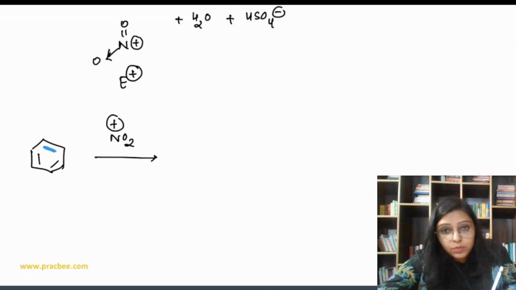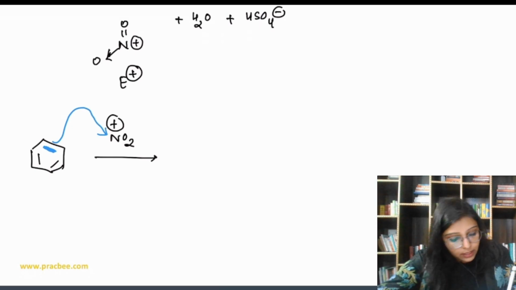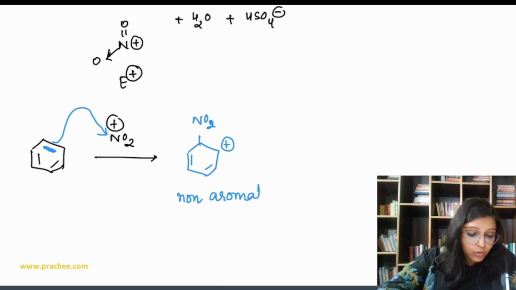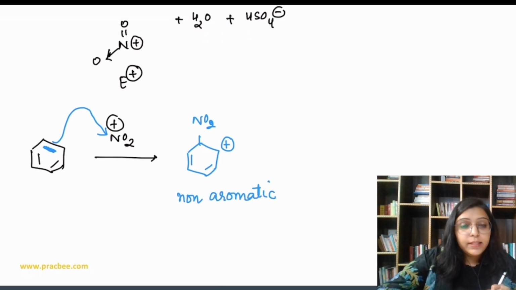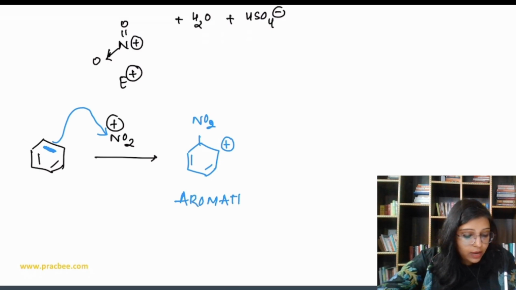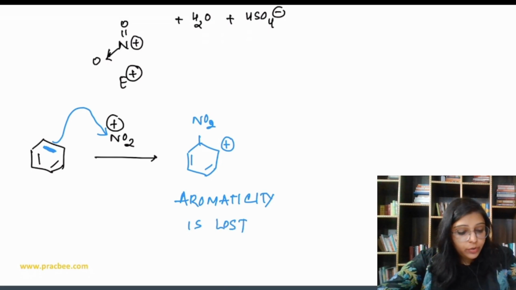So this bond electron forms a bond with this electrophile. One of the carbons forms a bond with the electrophile, and on the other one we have carbocation formation. Now this becomes non-aromatic, right? Aromaticity is lost. So now, in order to maintain the aromaticity, what happens?